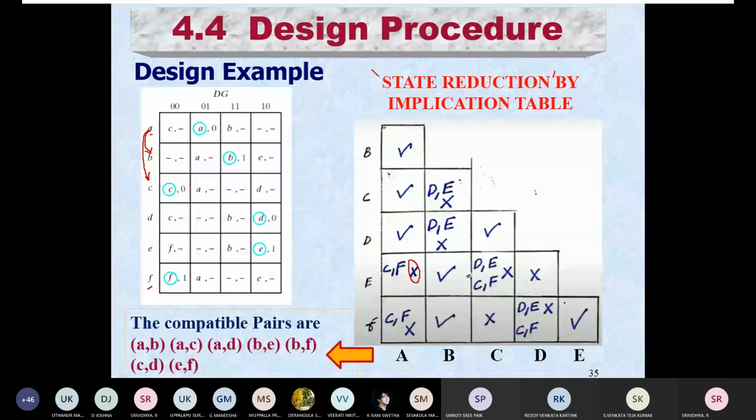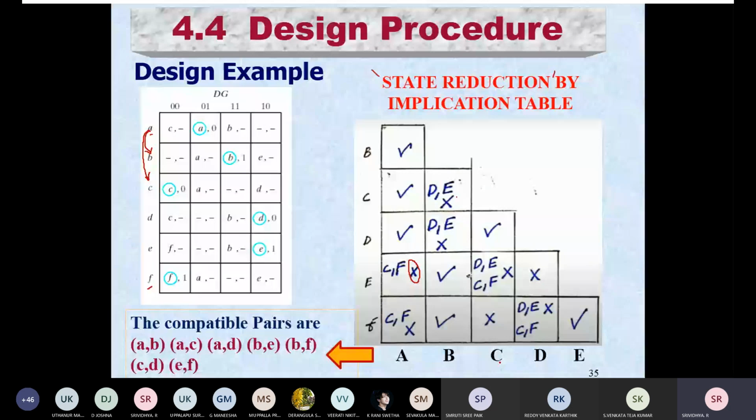Now, will you all do it, or do I have to solve for each box and show you all? Shall we do only this B comma C? Yes, I want your inputs. Do you all want me to do it for all the boxes, or is it fine for you all? Fine, ma'am. Fine. Okay. Now come here.